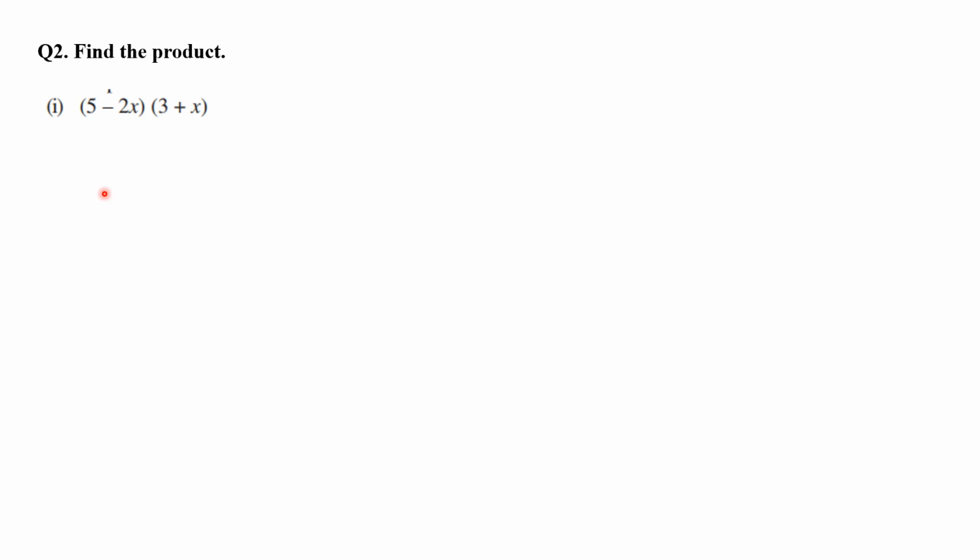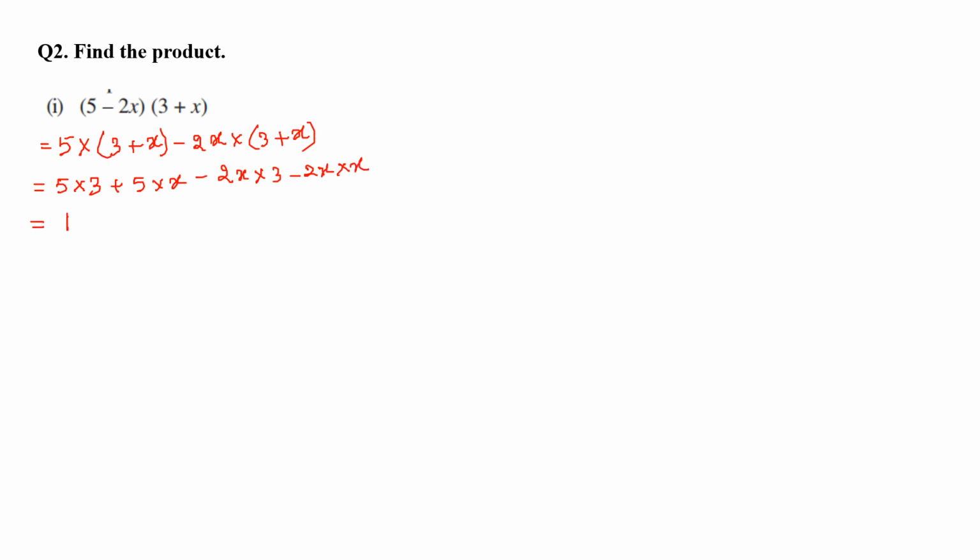So let's start. So again the rule says that you have to take the first term of the first binomial which is 5 and multiply with the second binomial which is 3 plus x. Then take the second term of the first binomial which is minus 2x and multiply with the second binomial which is 3 plus x. Now use the distributive law. So 5 into 3 plus 5 into x minus 2x into 3 minus 2x into x.